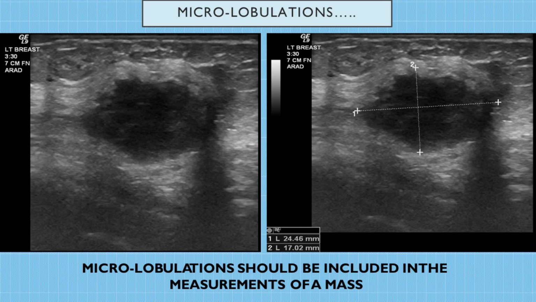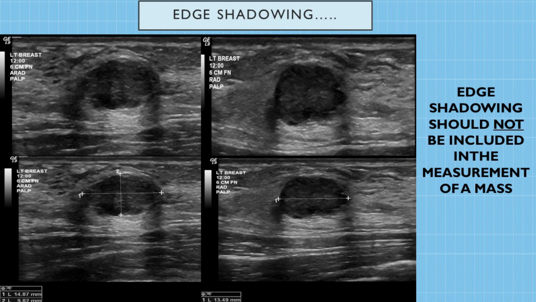Another margin type to discuss are micro-lobulations. And micro-lobulations are tiny lobulations of a mass. When measuring, micro-lobulations should be included in the measurements of the mass, and also ensure that you measure the longest lie of the mass with the micro-lobulations. Now let's discuss artifacts. Edge shadowing is a common artifact that we see on the sides of a mass. And it's really important to recognize edge shadowing as an artifact and ensure that it is not included in the measurement of a mass.